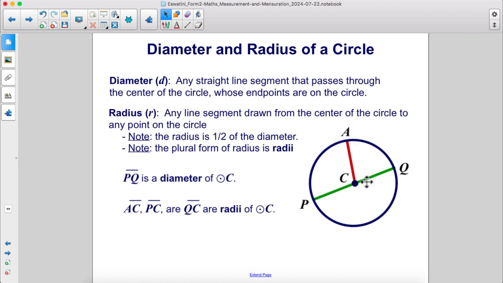Note, the radius is 1/2 the diameter. The plural form of radius is radii. So line PQ is a diameter of circle C. AC, PC, and QC are all radii of circle C.